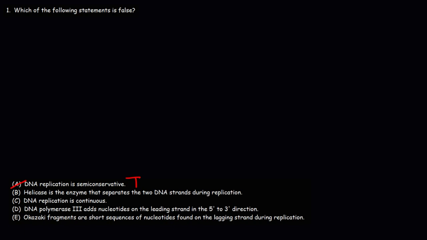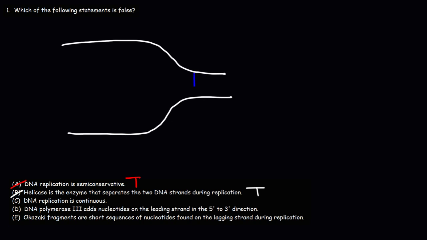Now, B, helicase is the enzyme that separates the 2 DNA strands during replication. Is that true or false? So that is also a true statement. Helicase is the enzyme that breaks the hydrogen bonds between the nucleotides that are holding the 2 strands together, and that's how it separates them during replication. Here is a visual illustration of that. So here are the hydrogen bonds holding the 2 strands together, and here is helicase, which is about to break those hydrogen bonds. Thus it's going to open the DNA strand and separate into 2 parts.